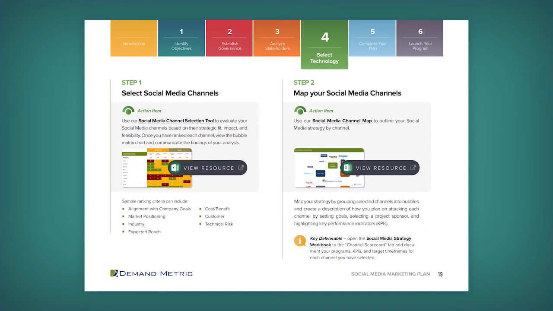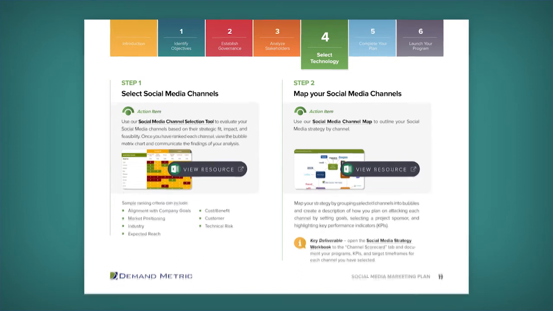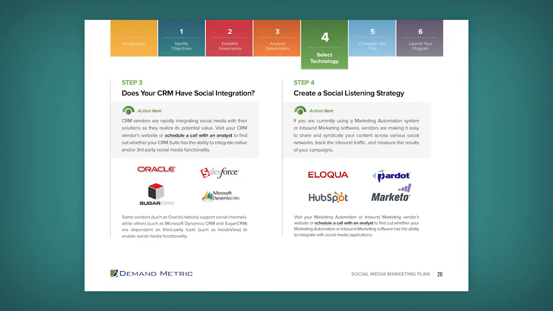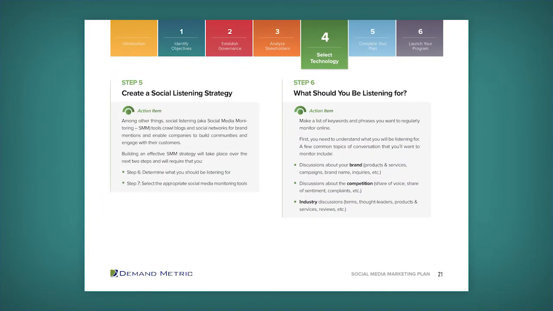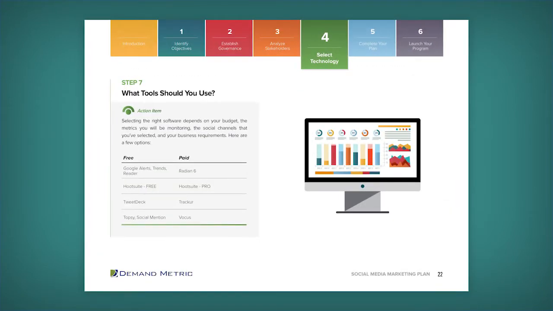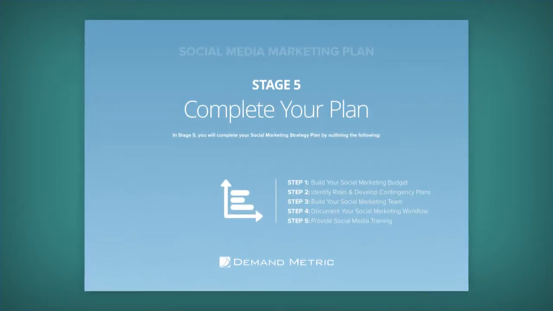And here, step 1 is all about selecting social media channels, then mapping your social media channels. Ensure your CRM has social integration, create a social listening strategy, and then understand what you should be listening for, as well as what tools you should be using. In stage number 5, we're going to focus on completing your plan.